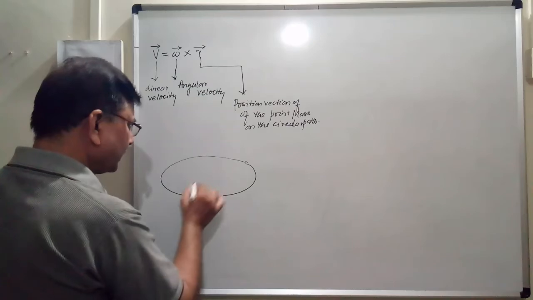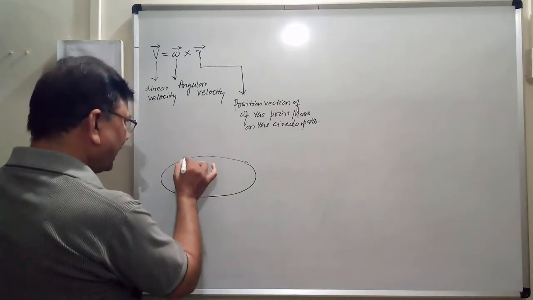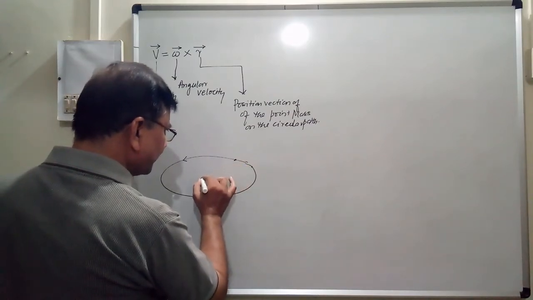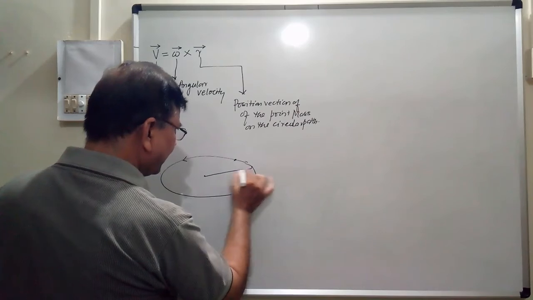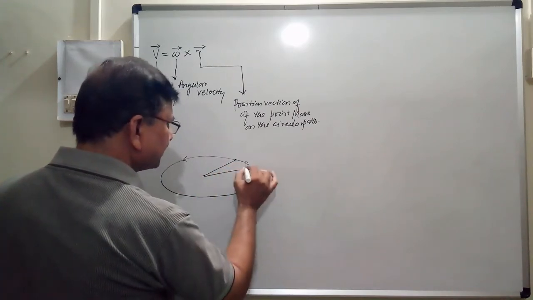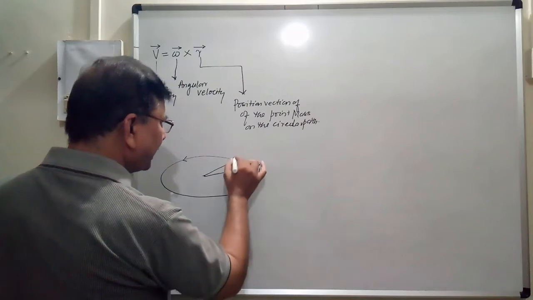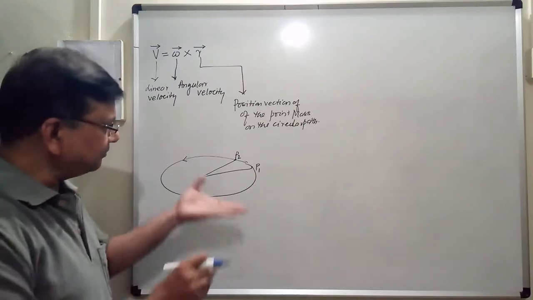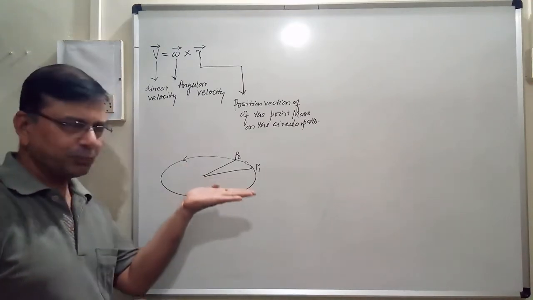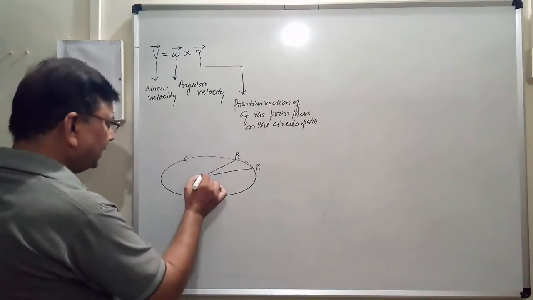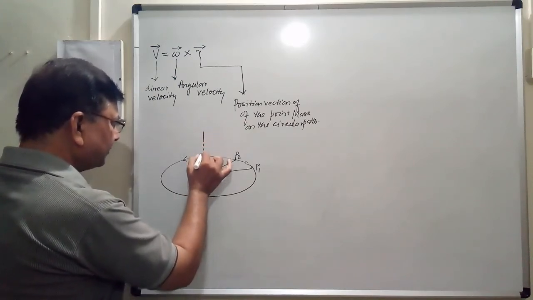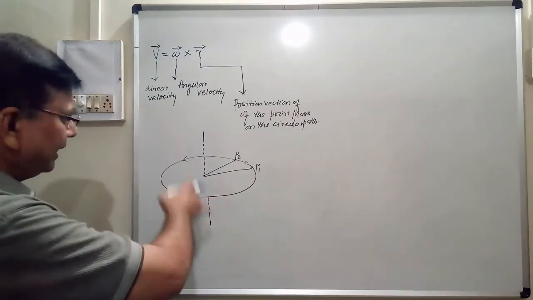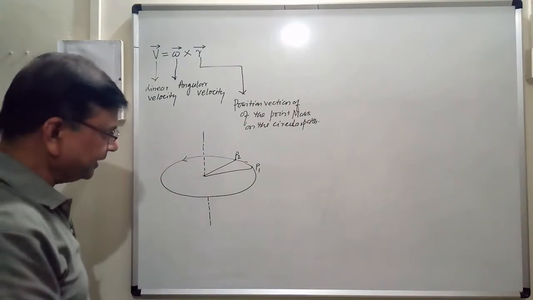Assume like this, okay? The center is here, and suppose these are the two positions of the object. Suppose the initial position is P1, and it has come to P2, right? This is a circular path. Its plane is perpendicular to this board, right? And this is the perpendicular line to the plane of the circular path, right?